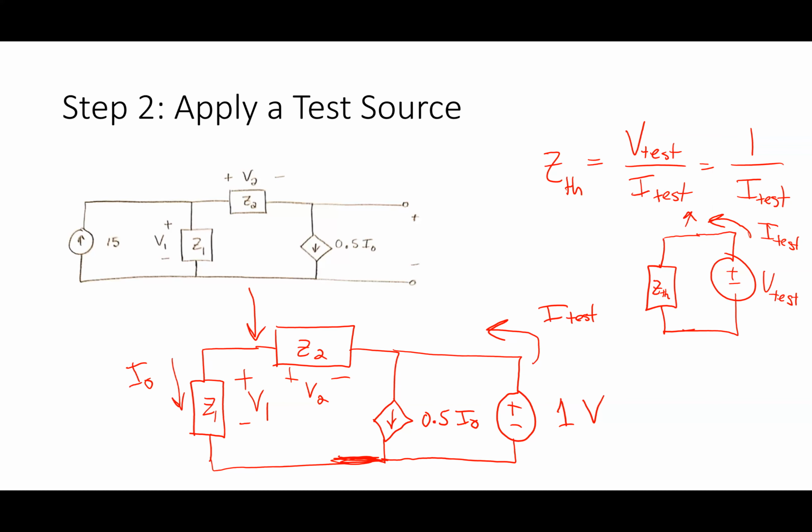Now I'm going to do the mesh method, and I'm going to do them clockwise. So I'm going to call this IA and this IB, like that. You guys follow me? All right. That tells me right now I test is equal to negative IB. Okay, let's keep going with this.